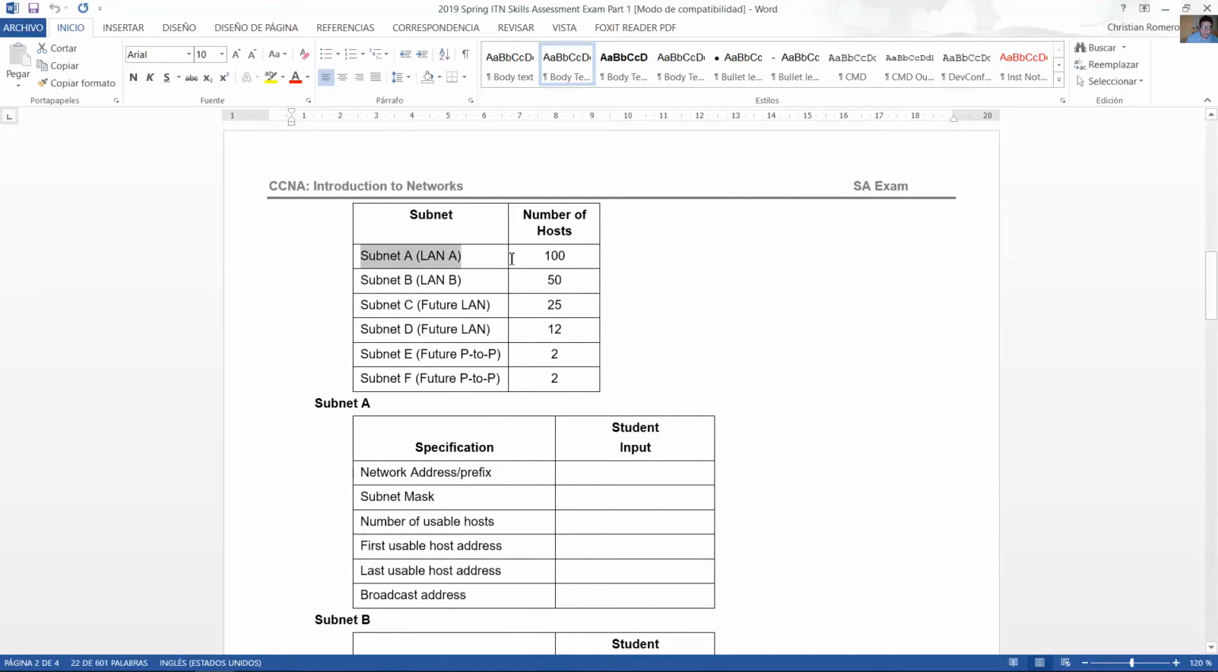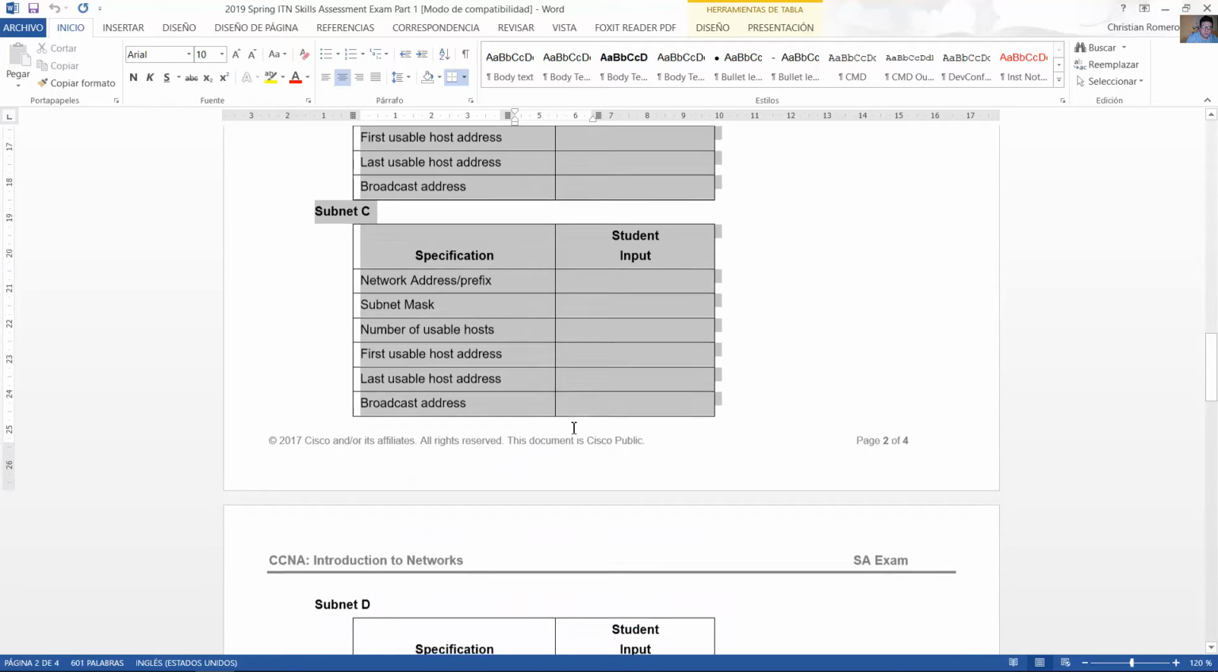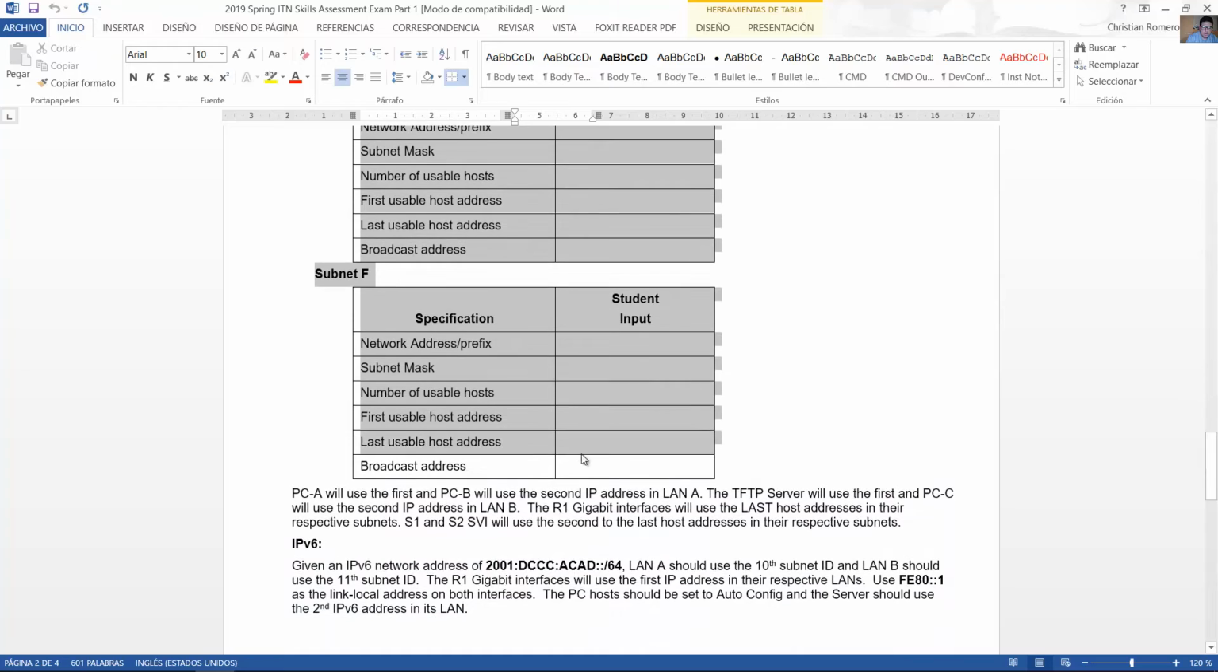Okay, subnet A, LAN A, 100 hosts, B 50, C 25, D 12, E 2, and F 2. You need to complete all these tables.